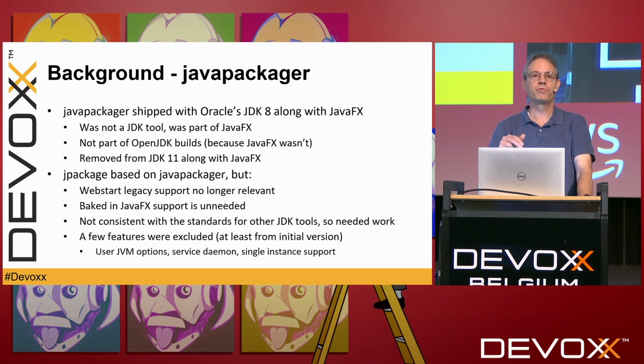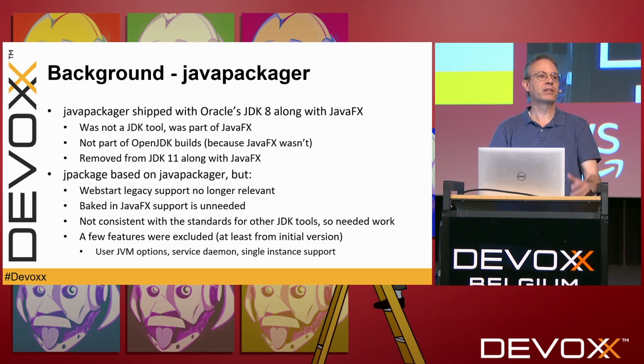It was not part of OpenJDK builds because JavaFX wasn't. And when it was removed from the Oracle JDK builds, it being JavaFX in this case, then so was Java Packager. And so what we've been looking at is how do we then take the sort of generic parts of the Java Packager and turn it into something that we could put as part of the JDK. So our intent is to make this part of OpenJDK so that anybody's builds of the JDK will include jpackage. So it's based on Java Packager, but it's removing all the things that were either specific to JavaFX or specific to the deployment technology stack that we can't rely on anymore.